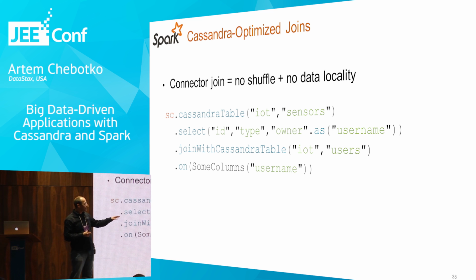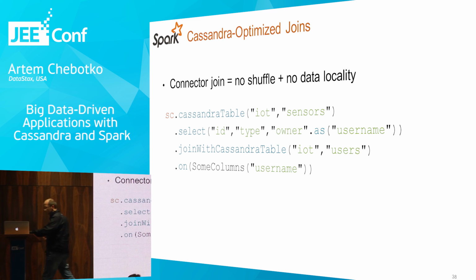You can apply the join with Cassandra table transformation that is part of the Spark Cassandra Connector API. In this example, it's basically a natural join with a specified condition. You join the RDD that you read from Cassandra, select those columns, and rename the column owner as username, so we can do the natural join, just like in a relational database. Then we use joinWithCassandraTable, and we specify the second table and the condition of this join. Shuffles are eliminated, but there is no data locality.